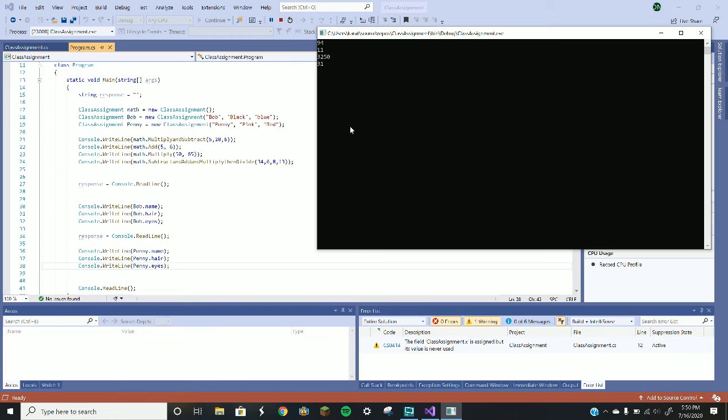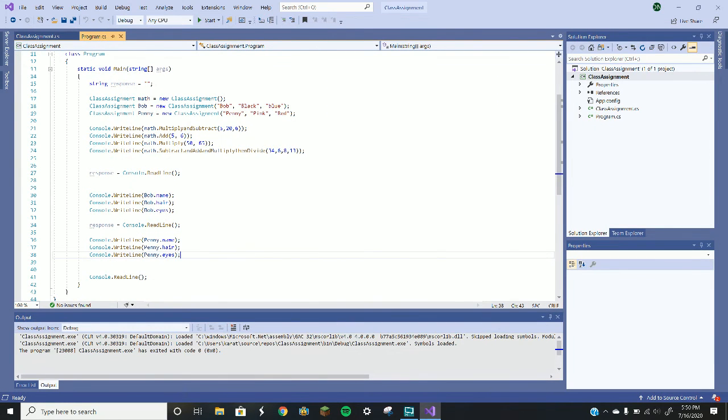Now that's one thing. The next function is right here. This is the characteristics of Bob, and then the characteristics of Penny. And then you press enter and it ends. And that's pretty much it.